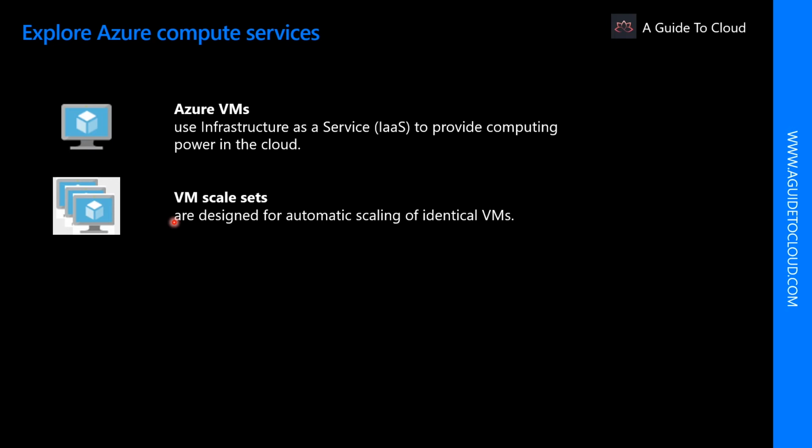So as demand goes up, more virtual machine instances can be added. And as demand goes down, virtual machine instances can be removed as well. This process can be manual, automated, or a combination of both.